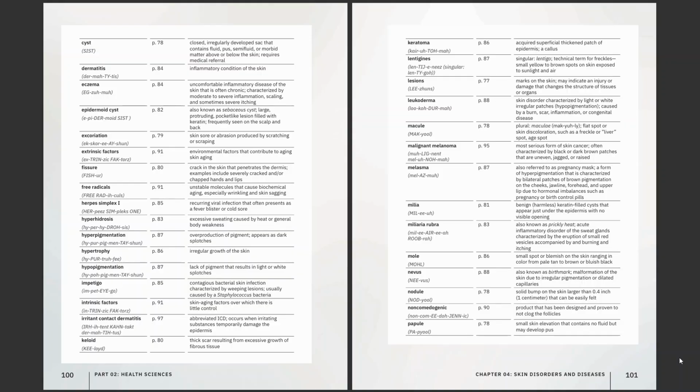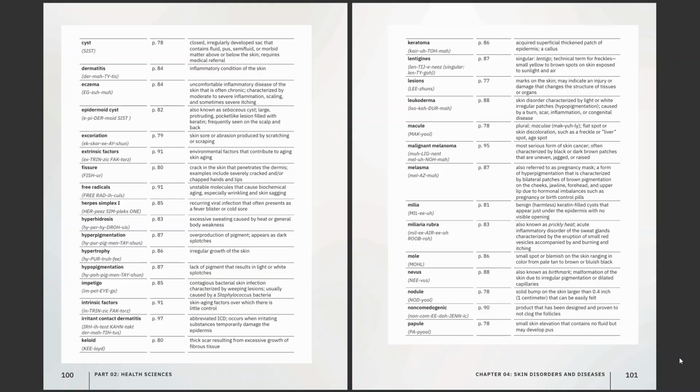Fissure, crack in the skin that penetrates the dermis. Examples include severely cracked and/or chapped hands and lips. Free radicals, unstable molecules that cause biochemical aging, especially wrinkling and skin sagging. Herpes simplex 1, recurring viral infection that often presents as a fever blister or cold sore.